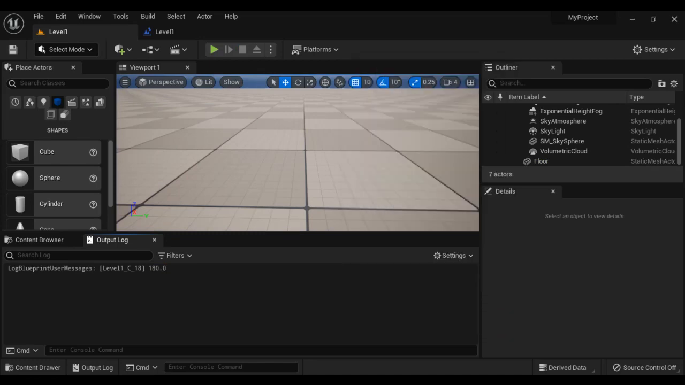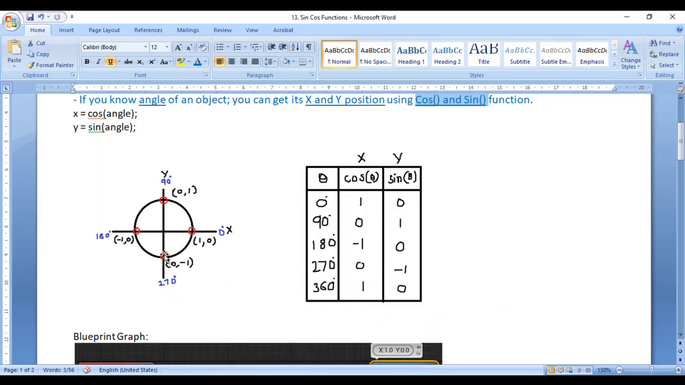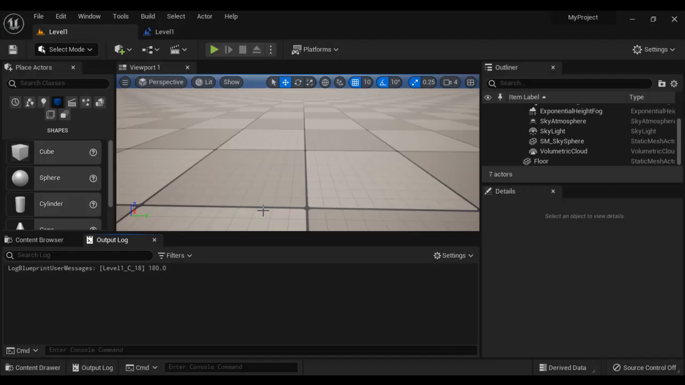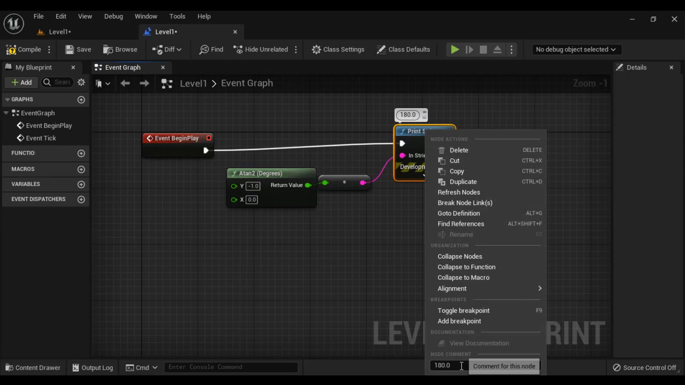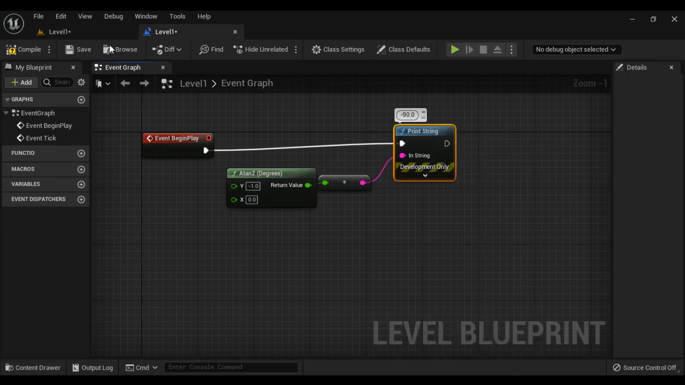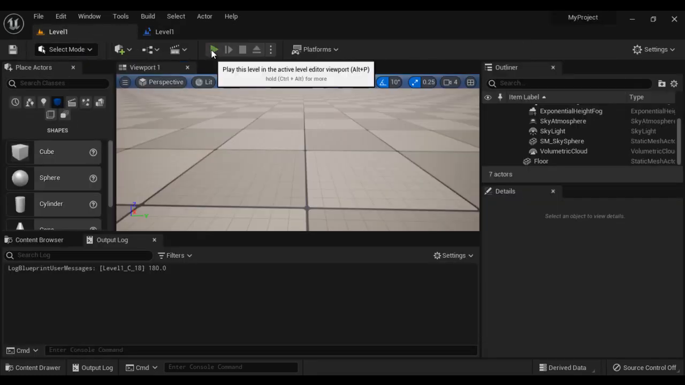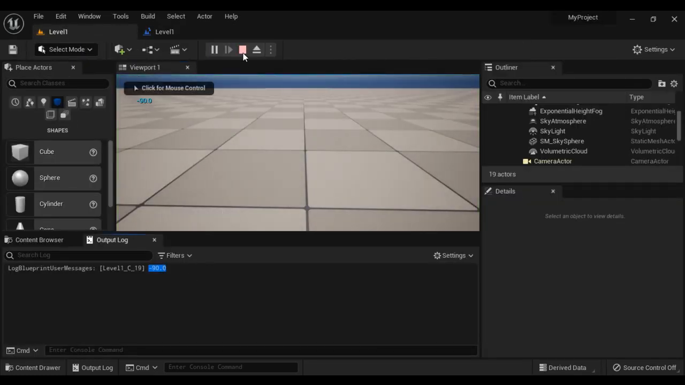If the object is in this place, its x position is 0, y position is minus 1. Here, instead of getting 270 degree, we get minus 90 degrees, guys. Compile, save, come to level 1 and play. You see we got minus 90 degree.